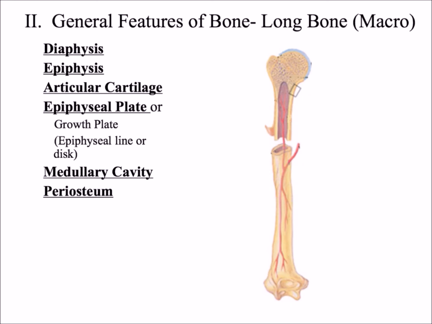And then the last structure is called the endosteum. End means inside. Oste means bone. So the endosteum is the inner membrane, right? It's the inner membrane that lines the medullary cavity. Okay, it's the inner membrane that lines the medullary cavity.